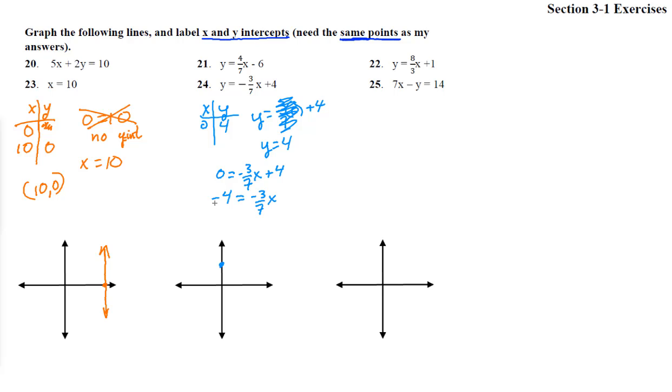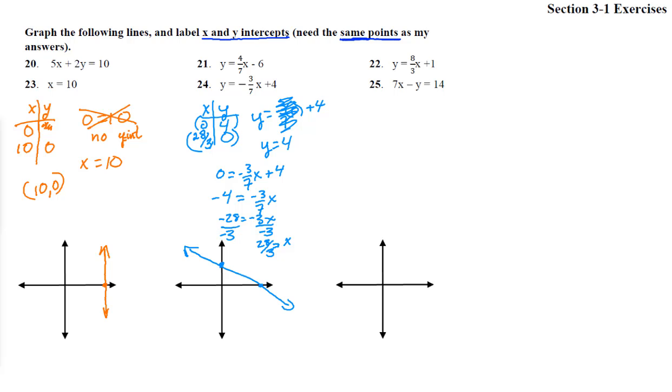Oh, now times by 7, we get negative 28 equals negative 3x, and divide by a negative 3. We get x is 28 thirds. Man, that takes a lot of work sometimes. y is 0, x is 28 thirds, which is 9.3, something like that, way out here. Okay, and there we have the line, almost a straight line there. And again, these are the x and y intercepts. Here's the x-intercept, and there's the y-intercept.